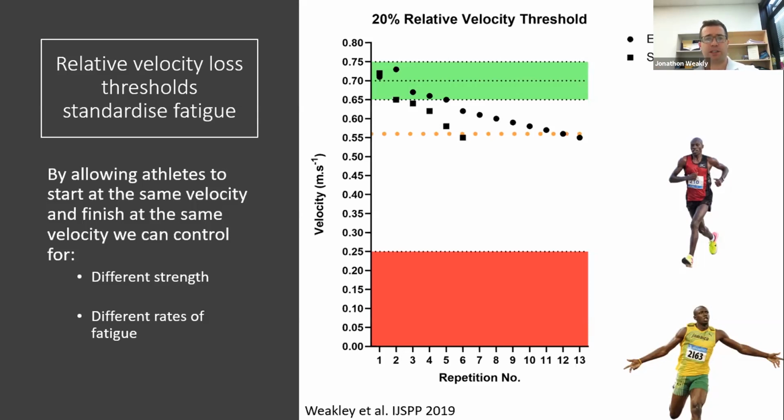So with a 20% velocity loss threshold, and we can see this here, we had two different athletes, an endurance athlete and a sprinter. And you can see that these athletes did very, very different numbers of repetitions. But when we started to look at their fatigue response, they were identical.